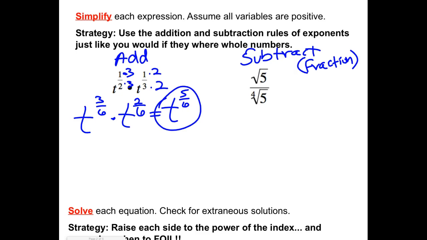So as I said on this one, my first step is that I have to convert to fractions. So reminder, you have a little itty bitty 2 here and you really have a 1 here.